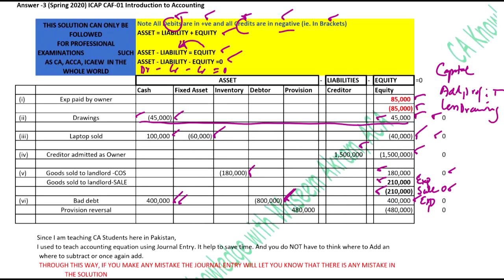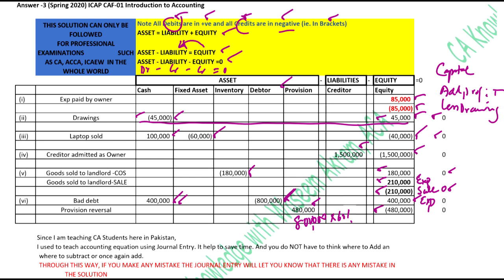A specific provision at 60% of the balance due had already been made. The 60% provision amount was 800,000 into 60%, 480,000. Provision debit 480,000, and expenses were already made, so expenses should be reversed. Expenses credit.